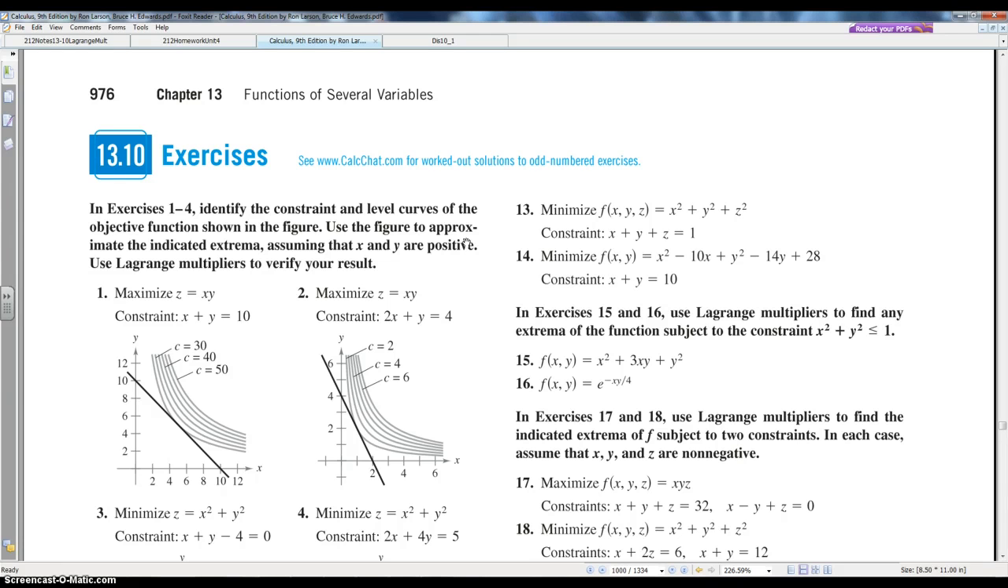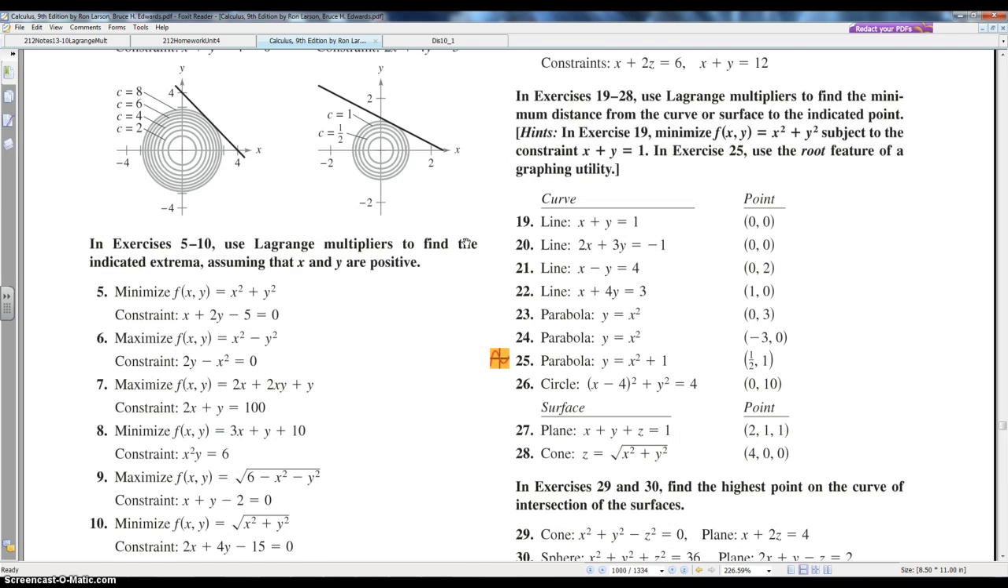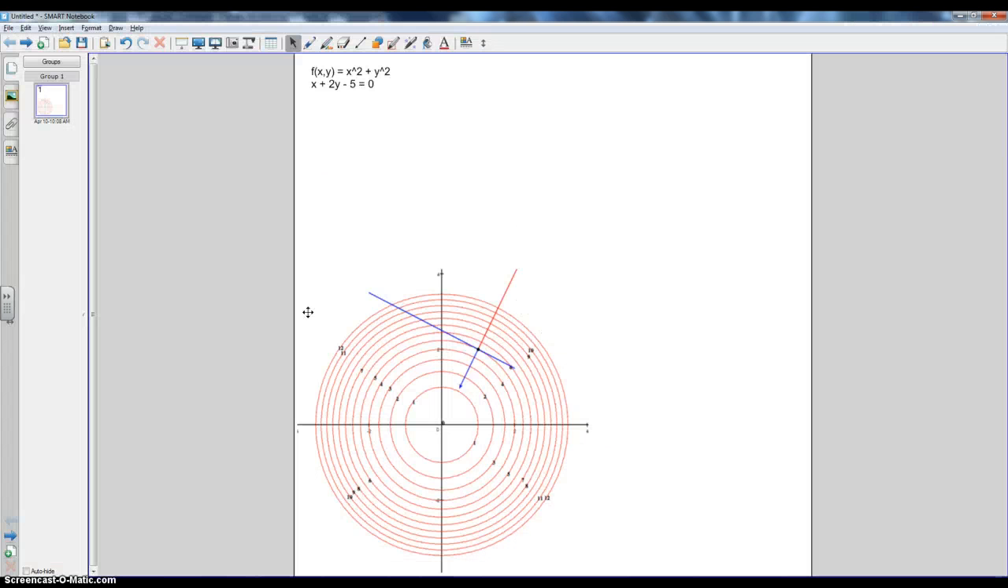Today I will introduce you to using the Lagrange multiplier method to solve optimization problems. It is in chapter 13.10 in our textbook, and the first problem we will work on today is problem number 5. Use Lagrange multipliers to find the extrema of the function f(x,y) = x squared plus y squared, given the constraint x plus 2y minus 5 equals 0. So let's work on it.